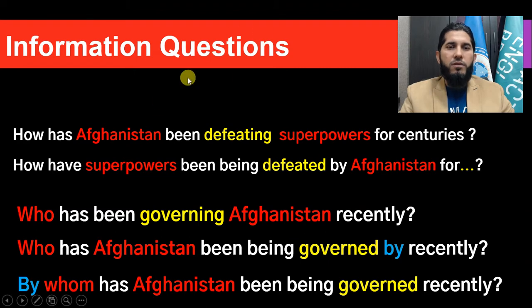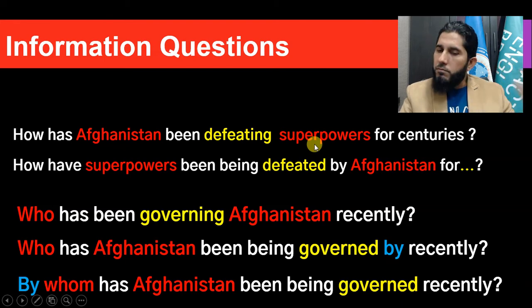And now we have information questions or WH questions. Look at the structure. At the beginning, you bring your WH question word, whatever that is, and then the helping verbs have and has, according to the structure, obviously. Afghanistan is a singular subject, so has is used here. And after the subject, you need been, and then main verb ing form.